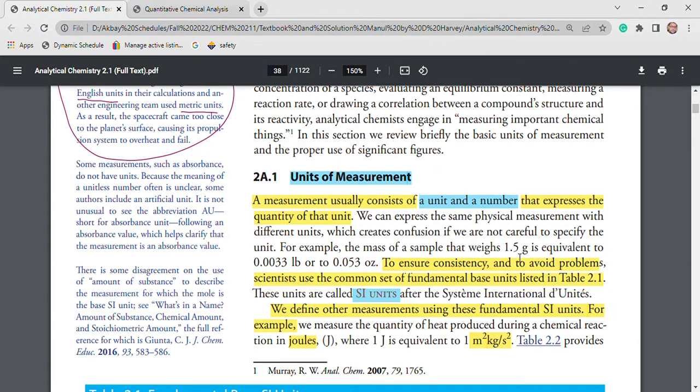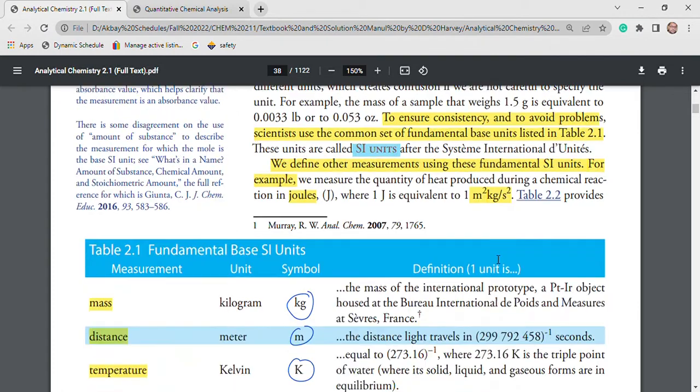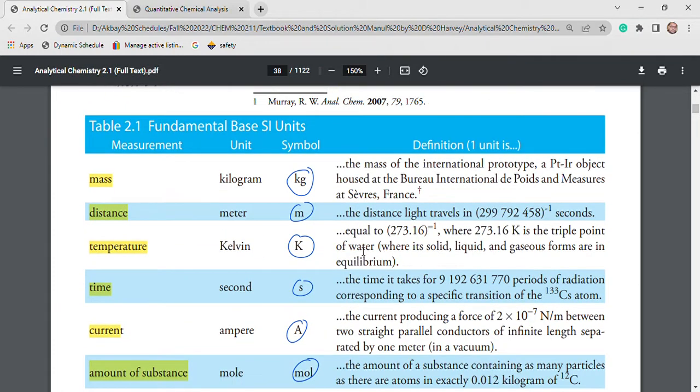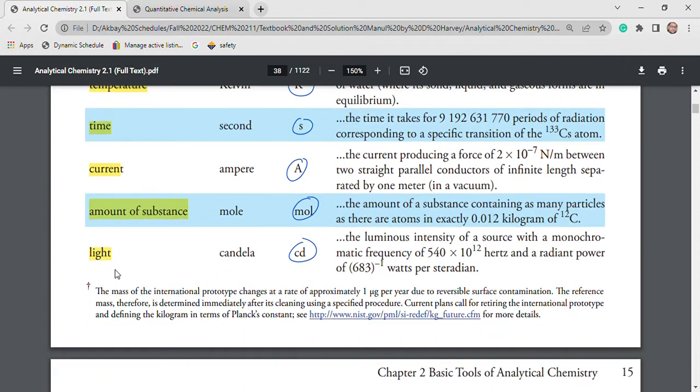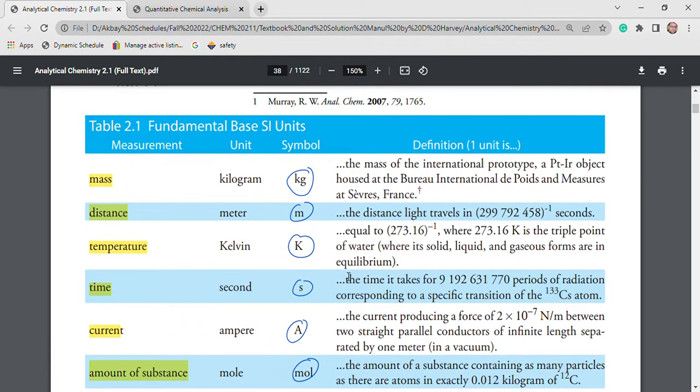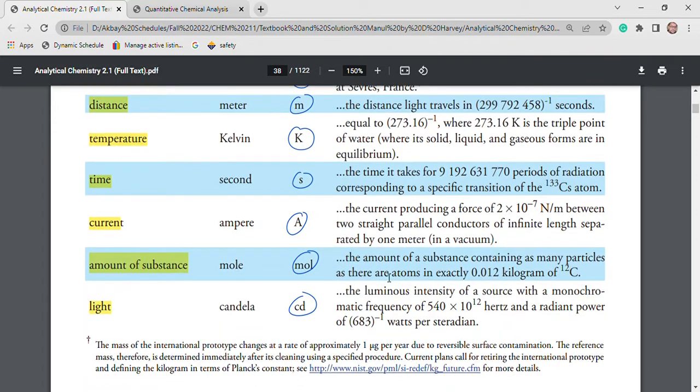Even in the United States, in our daily life, we use the metric system and the English system, but in our publications we use SI, the International Unit System. And there we have 7 base units in the metric system. One is mass, the unit is kilogram, symbol kg, then distance, temperature, time, current, amount of substance, and light. Those are the base units.